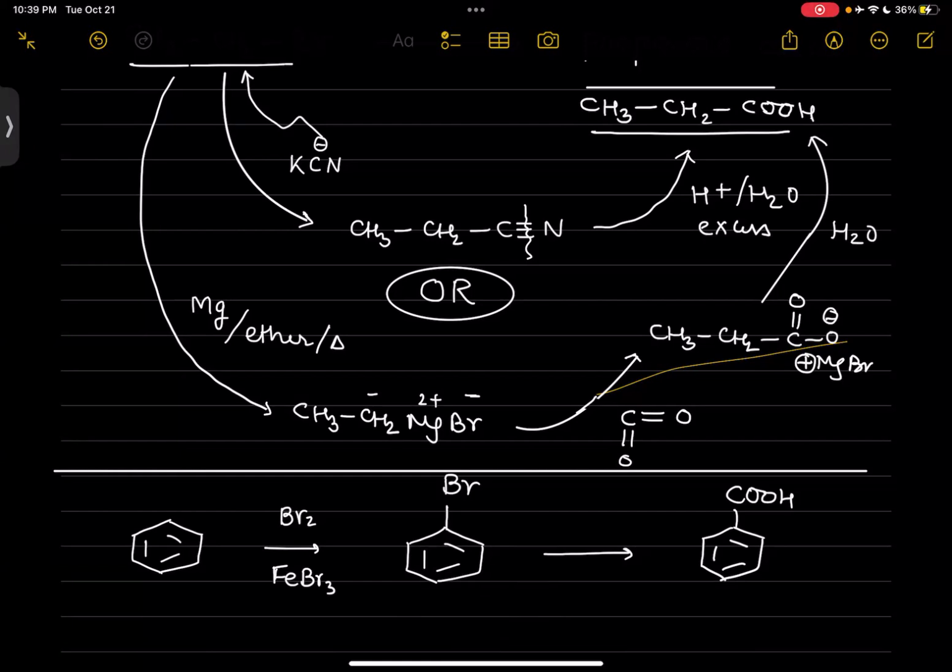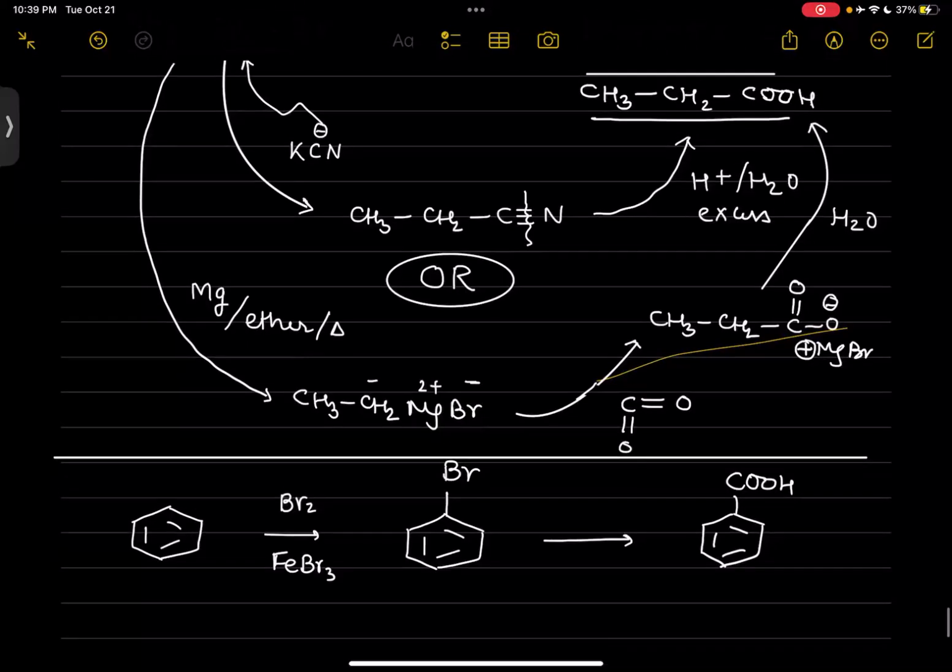So how are we going to convert the bromobenzene to benzoic acid? Tell me quickly, what should I use? Yeah, Isha. Bromobenzene we have already attained. How to convert it to benzoic acid? First, make it break down by heating with magnesium and ether.